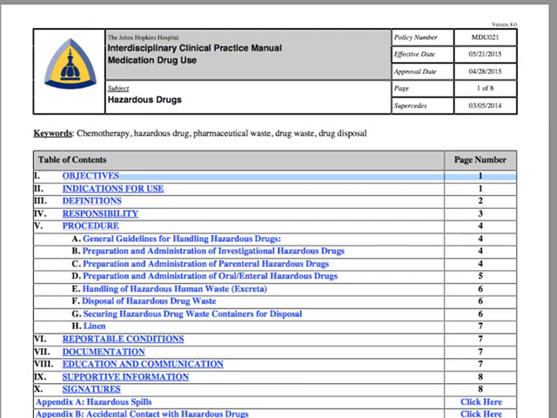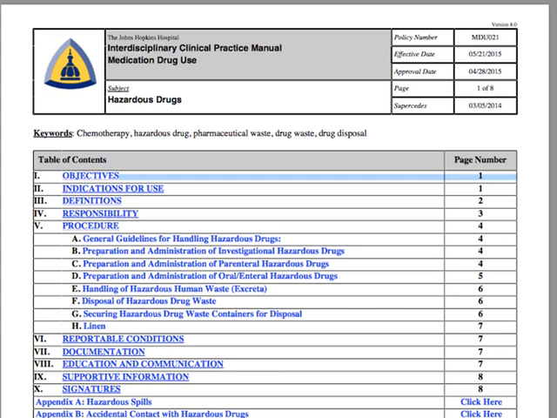And this is just an example of a hazardous substances policy. This is specific to hazardous drugs. This is the policy in place at Johns Hopkins Hospital. Like I said, wherever you work, you want to seek this information out.